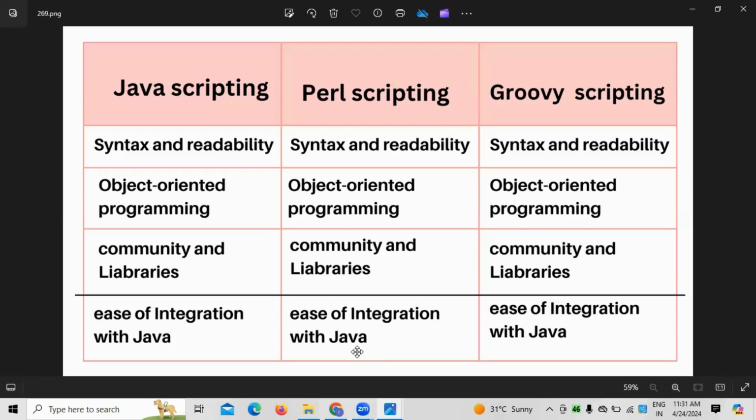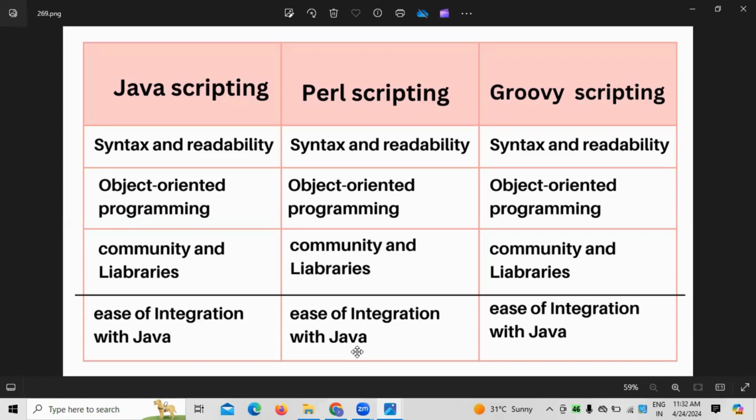But from the Perl scripting point of view, communities and libraries have more diversity, because whatever scripting, libraries and modules we use are used for various different tasks. It can be administration, or if you want to do any kind of text processing, or any kind of web development, right? So for different purposes, community libraries in the context of Perl scripting are majorly useful.